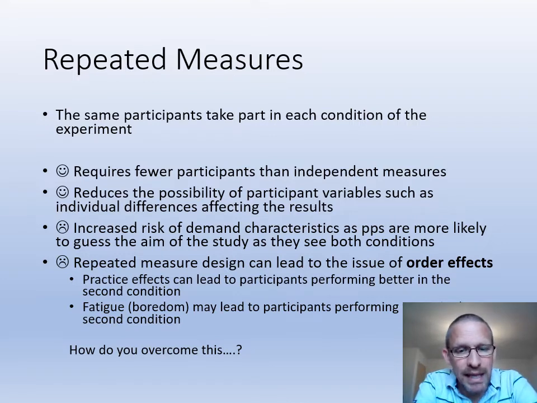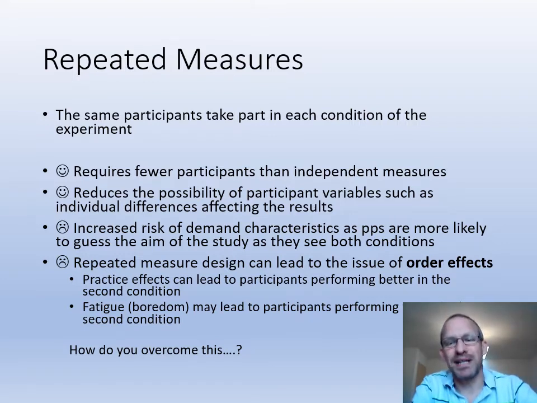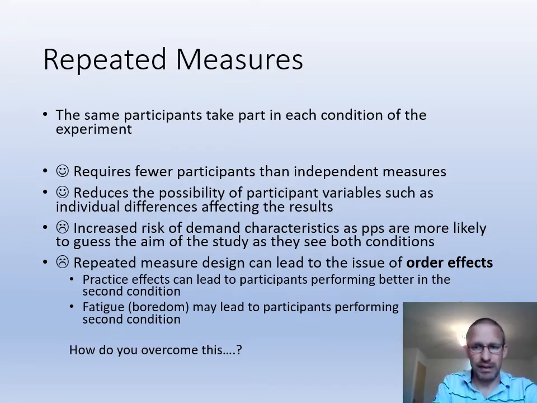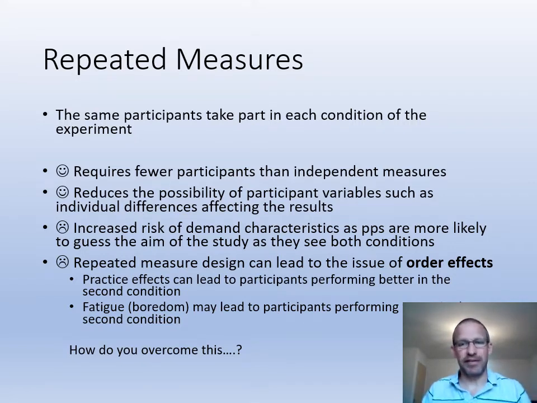And then probably the most important one, and I guarantee if you see anything on repeated measures, you'll get a question that's looking for you to talk about order effects. So if you're going to do condition A and then you do condition B, regardless of whether the independent variable is hot room, cold room, it could be that people do better in condition B because they got better at the task that you're asking them to do.